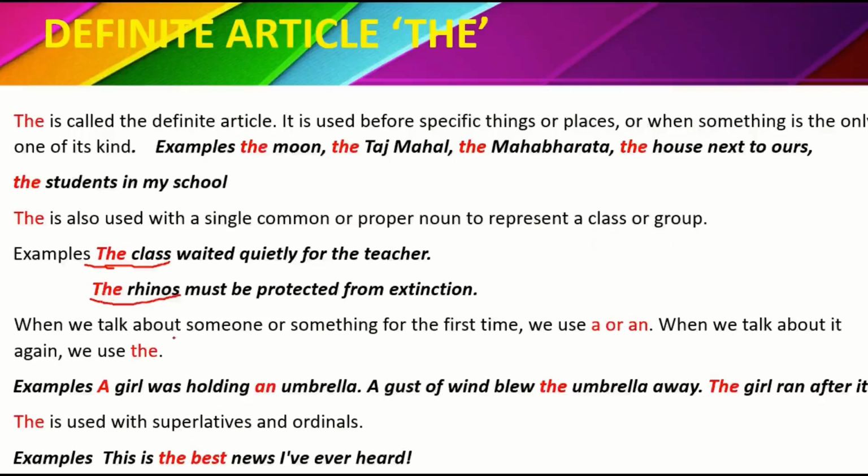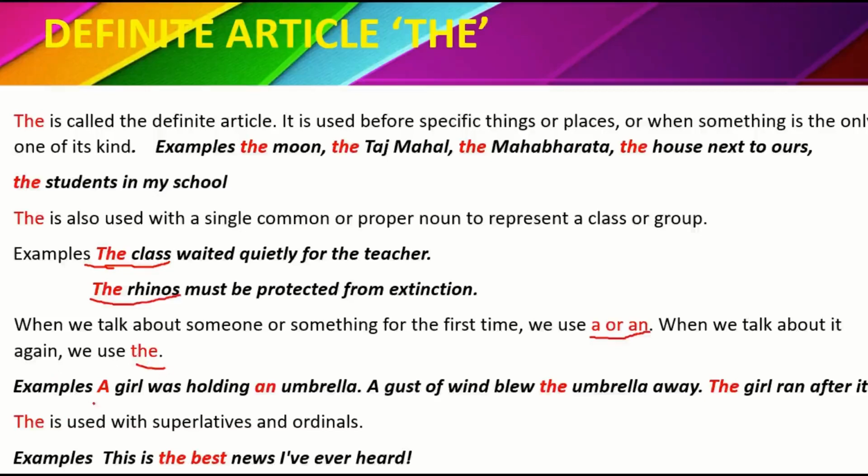When we talk about someone or something for the first time, we have to use "a" or "an". So this is very important. When we introduce a noun in a paragraph for the first time, we have to use "a" or "an" based on the sound. Then, if the same noun is repeated in the upcoming sentences, we have to use the word "the" in front of that.